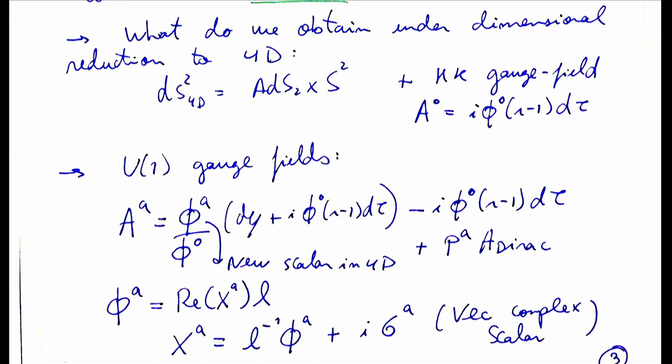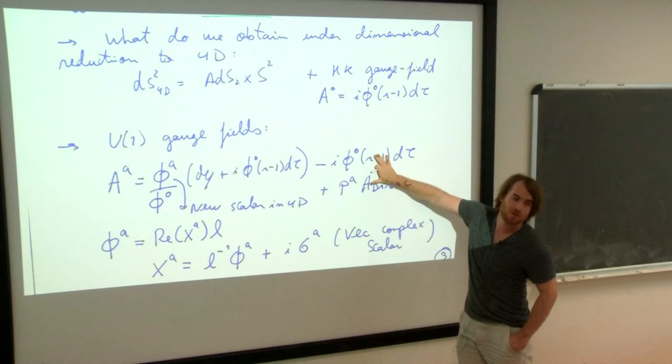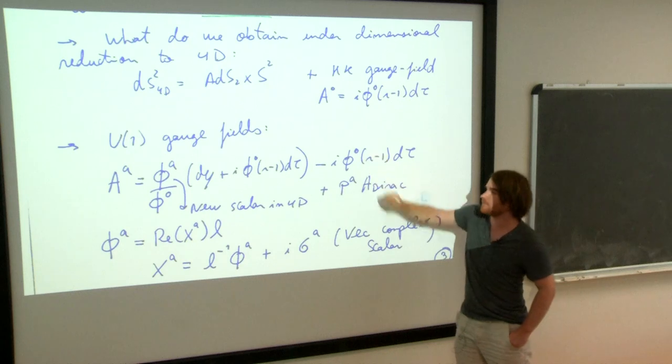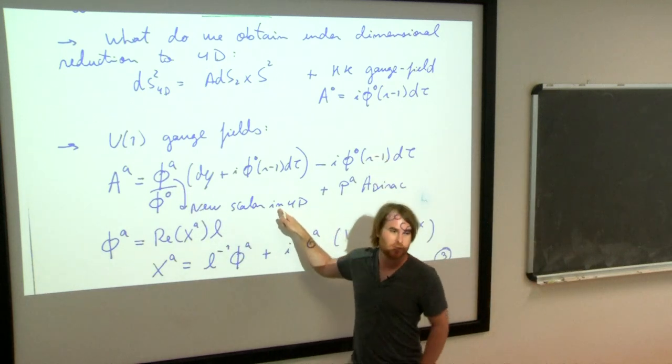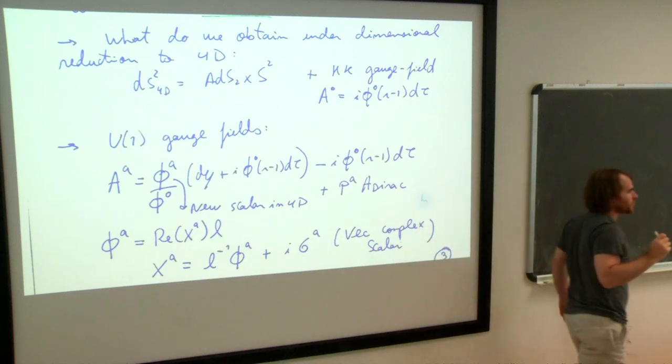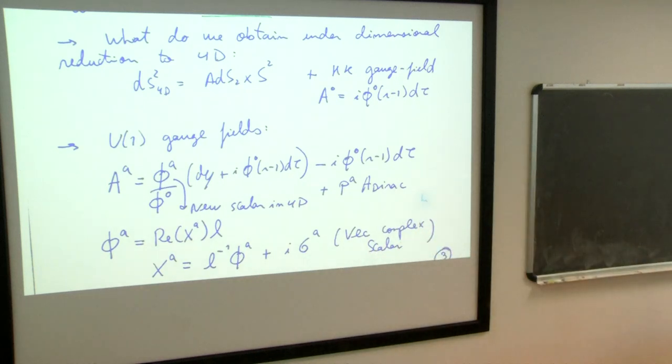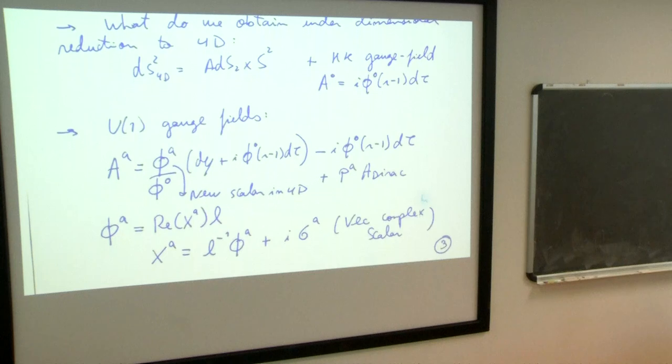So this part here is the four-dimensional gauge field, okay? And this thing will become a new scalar field in 4D, which will join the sigma A. So there'll be one more scalar field.